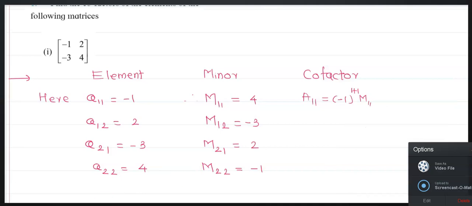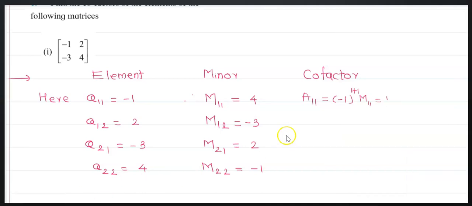Therefore, the next, the cofactor, that is -1 raised to 1 plus 1 is +1. And here is 4. 1 into 4 is 4. M12. Again, -1 raised to 1 plus 2. M12, that is -1 and -3. That will become plus.